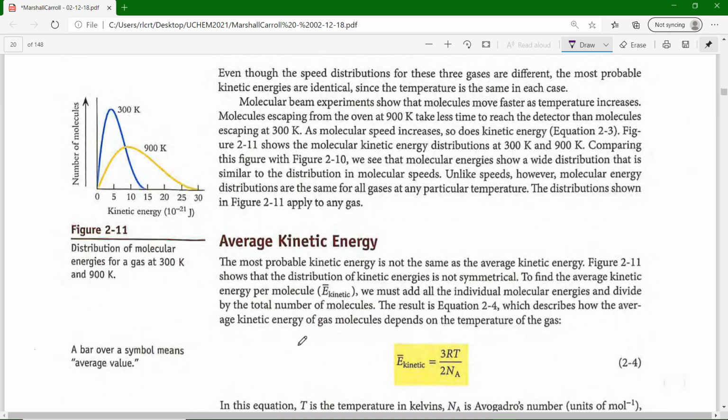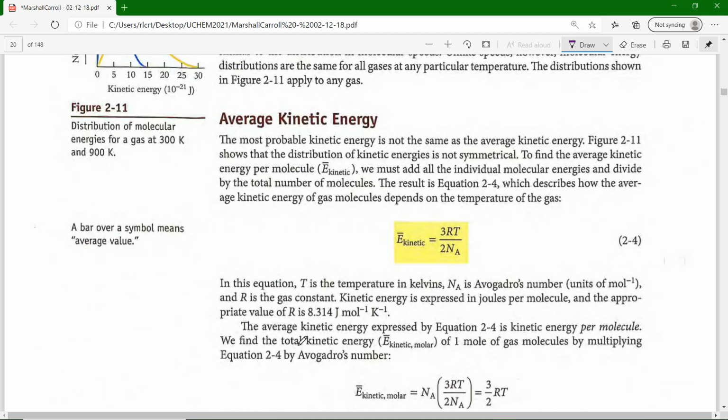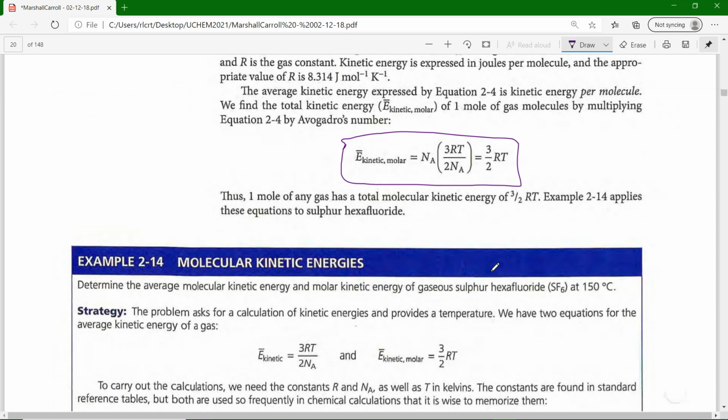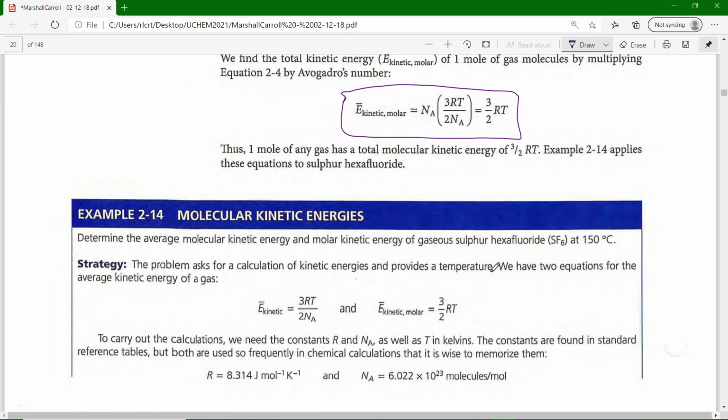Now we can talk about the average kinetic energy. A bar over the symbol means average, though in another textbook it's different. So it turns out that the average kinetic energy for a mole of something is 3/2 RT. So you see that the molar kinetic energy on average is 3/2 times the gas constant times the temperature in Kelvin. You'd be given these equations if you needed them. Sometimes they appear, sometimes it's just more of a qualitative nature. But let's try an example here.